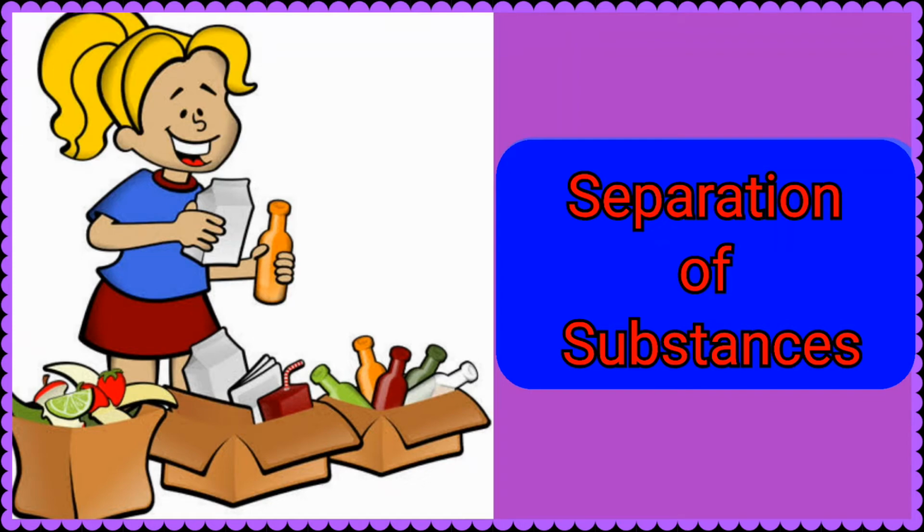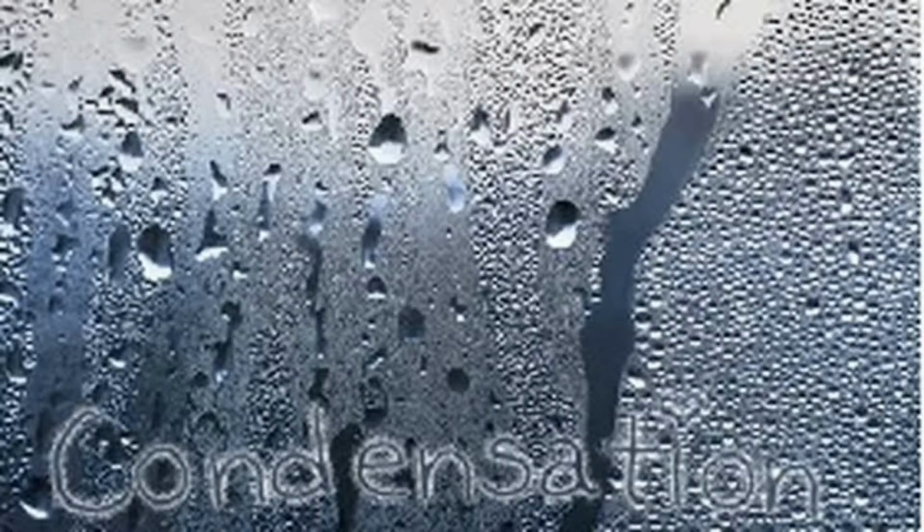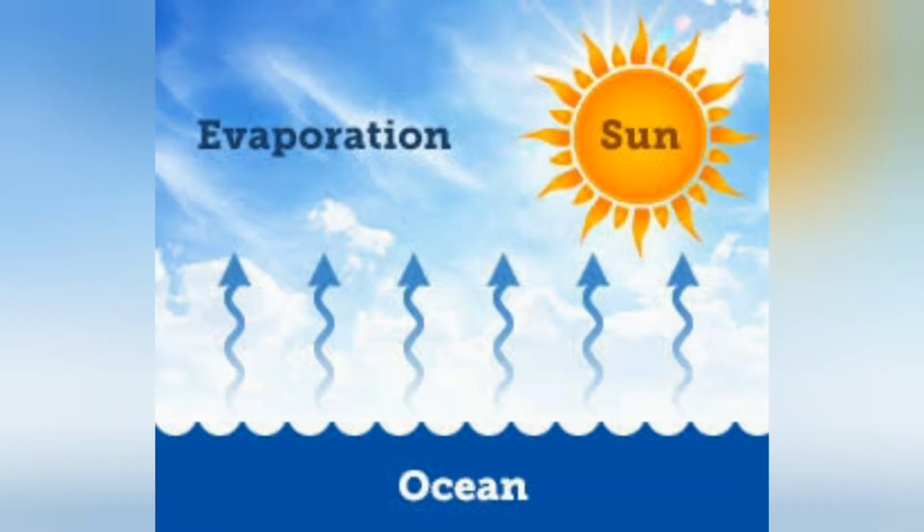We are learning about separation of substances. In this video, we are going to learn about evaporation and condensation. Evaporation. We know that the process in which a liquid changes into a gas is called evaporation. Evaporation is also a separation method used to separate a solid from liquid.